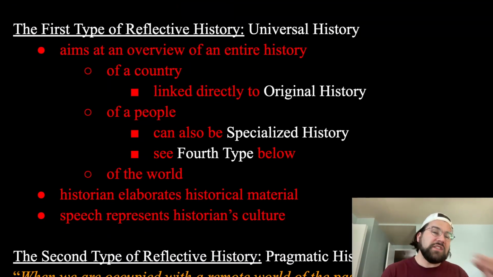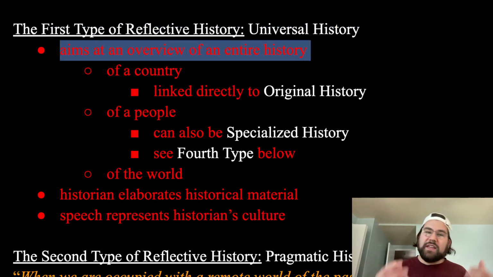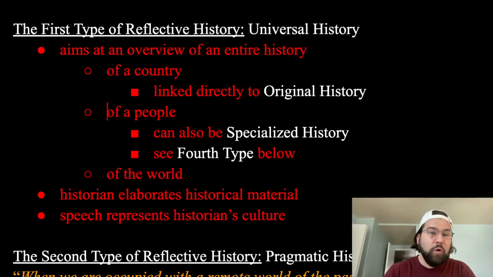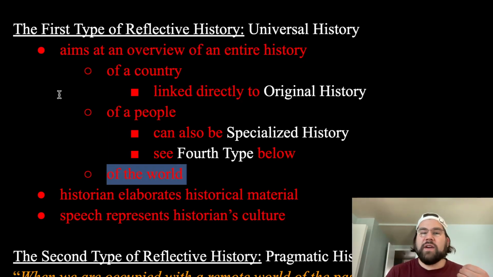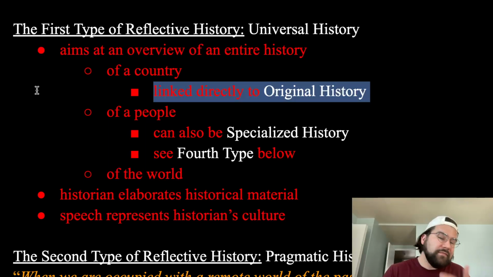So the first type of reflective history, this is what Hegel is going to call universal history. The aim of this is to provide an overview of an entire history, whether it's of a country, of a whole people, or of the world. So if you're going to provide a universal history of a country, this is pretty much original history for Hegel, right? Except you are not living in that country at the time. You're going to reflect on it. You're going to look back at it.